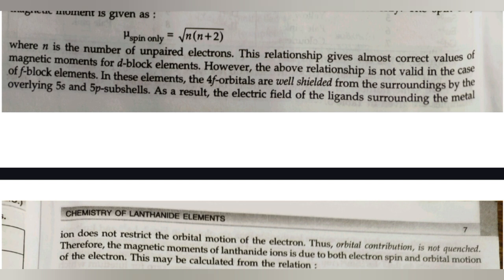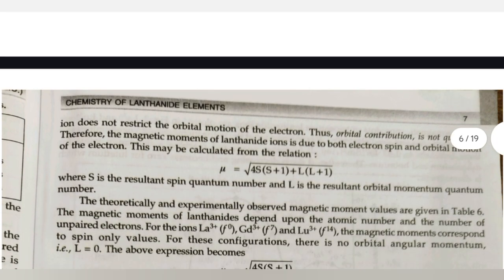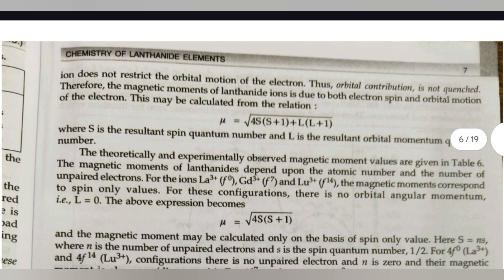In these elements, the 4f orbitals are well shielded from the surrounding environment by the overlying 4s and 5p orbitals. As a result, the electric field of the ligands surrounding the metal ions does not restrict the orbital motion of the electron. Thus, the orbital contribution is not quenched. Therefore, the magnetic moment of a lanthanide ion is due to both the electron spin and the orbital motion of the electron.